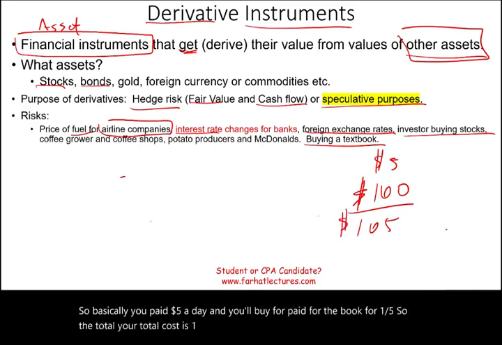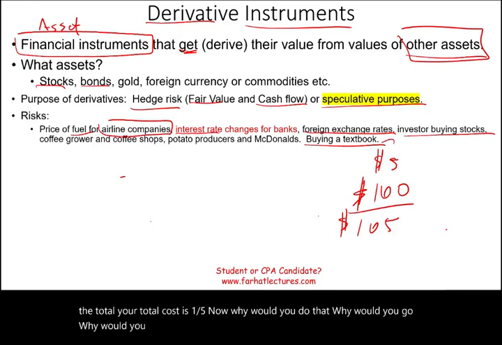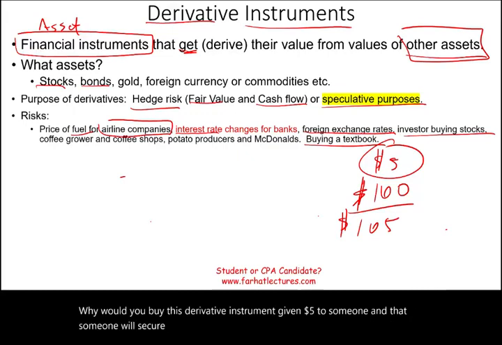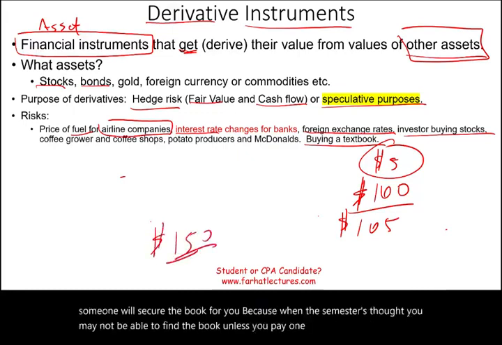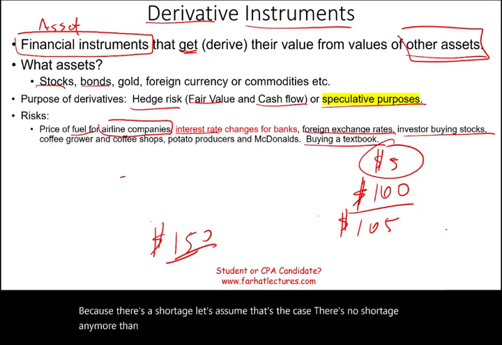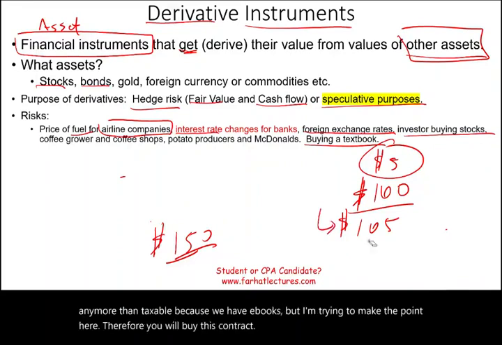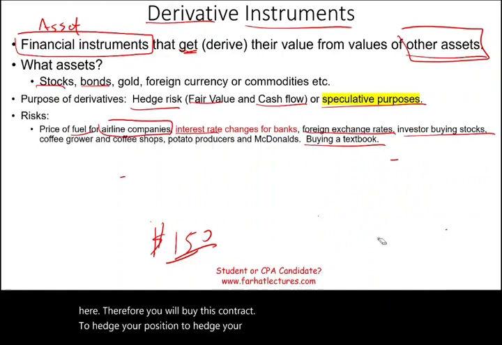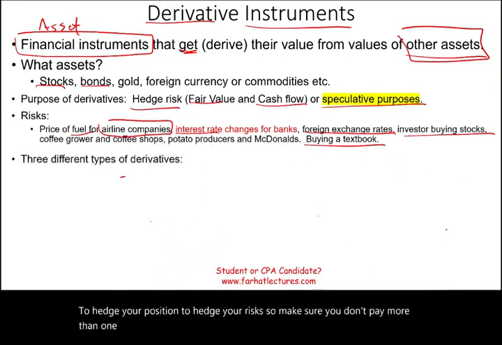Now, why would you do that? Why would you buy this derivative instrument, giving $5 to someone, and that someone will secure the book for you? Well, because when the semester starts, you may not be able to find the book unless you pay $150, because there's a shortage. Let's assume that's the case. There's no shortage anymore in textbooks because we have ebooks, but I'm trying to make the point here. Therefore, you will buy this contract to hedge your position, to hedge your risk. So make sure you don't pay more than $105. Now, let's be a little bit more specific.